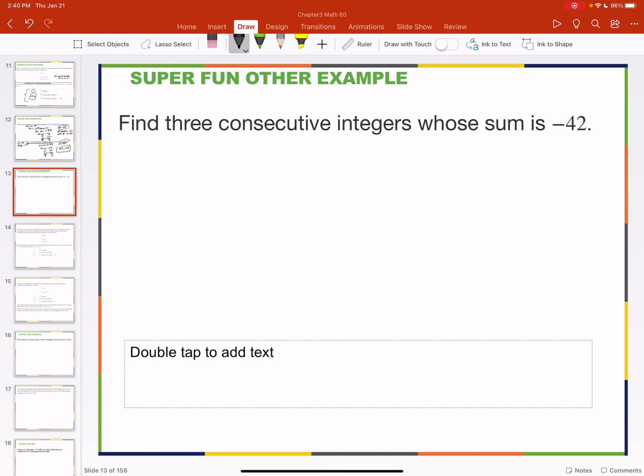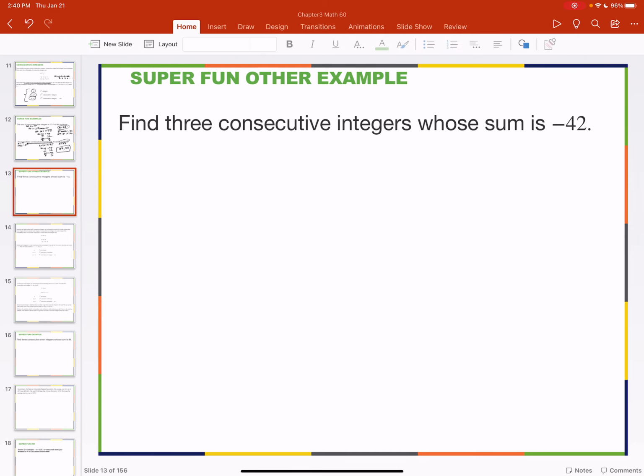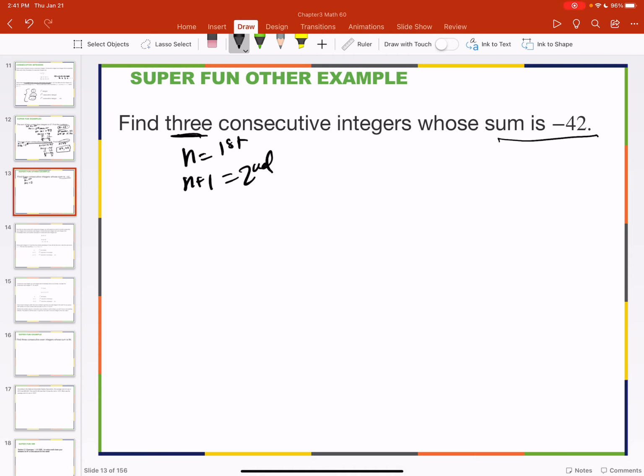Okay, so let's do another fun example. Let's find 3 consecutive integers whose sum is -42. If n is the first, n plus 1 will be the second, and n plus 2 will be the third. Think about it: 4 is 1 more than 3, 5 is 1 more than 4, and so on. That makes sense here, because we just added 1 each time. So the sum of these, n plus n plus 1 plus n plus 2, the sum of all three is -42.